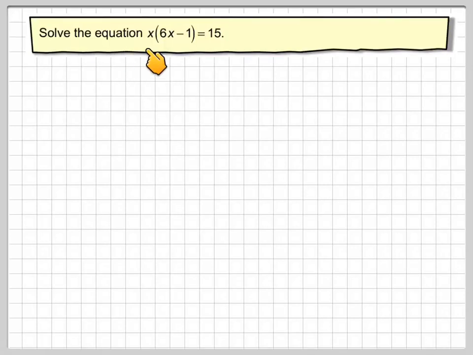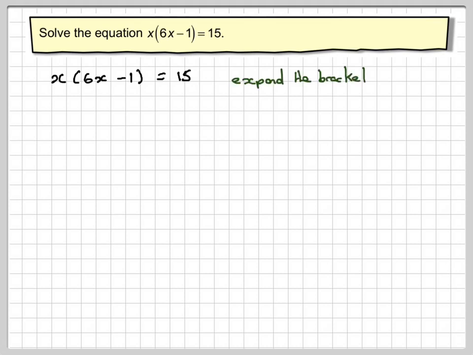Solve the equation x(6x - 1) = 15. Now this is actually a quadratic equation, and I'll show you that it is. So if we write down the equation x(6x - 1) = 15, the first step would be to expand the brackets.